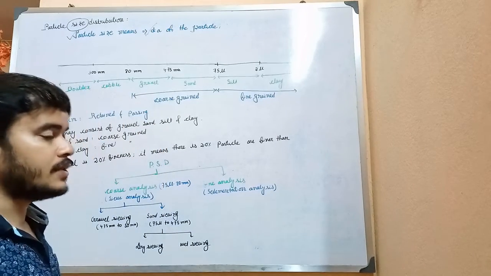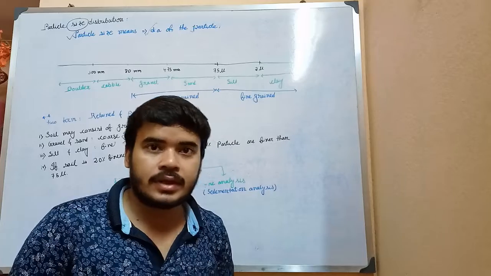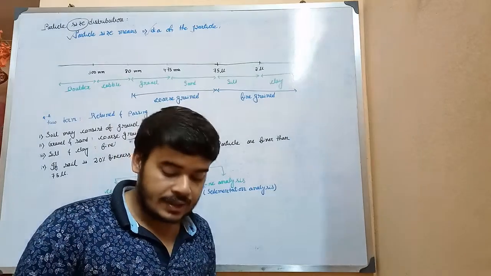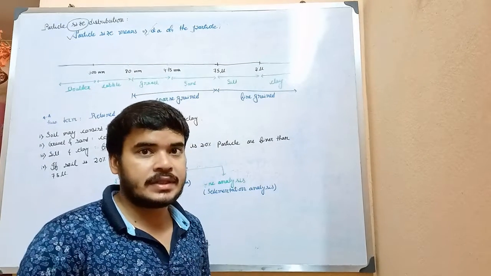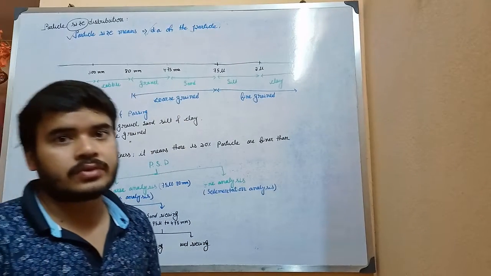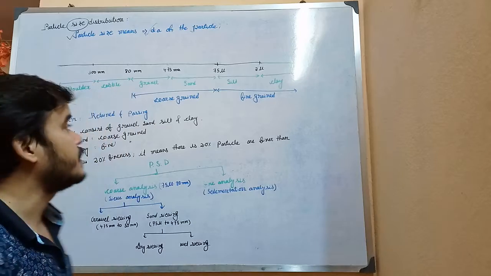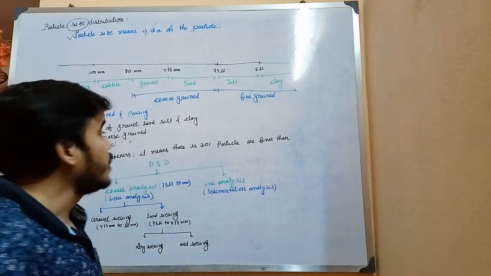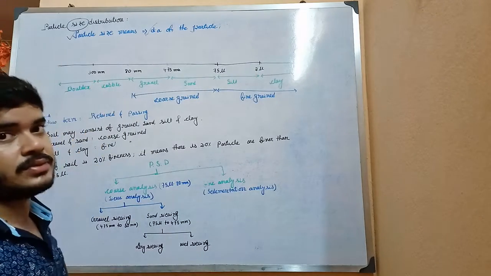Because if you take some amount of soil in your hand, you will see there are different sizes of particle present in the whole soil mass. So we have to distinguish the soil by its size. That's why this chapter is called particle size distribution.